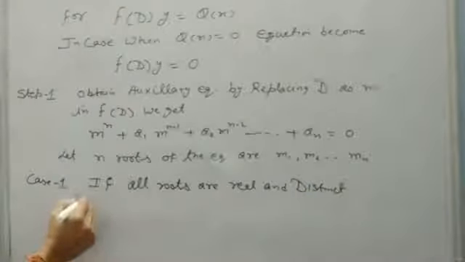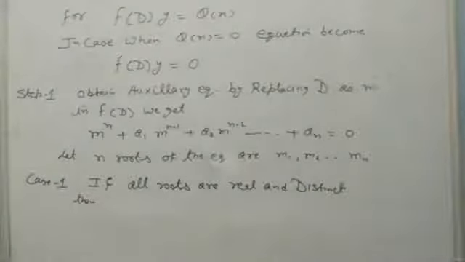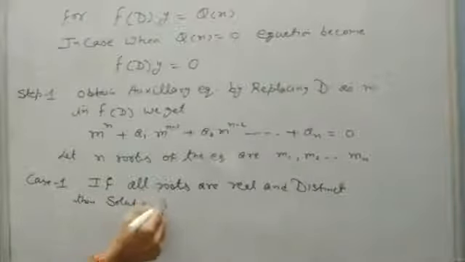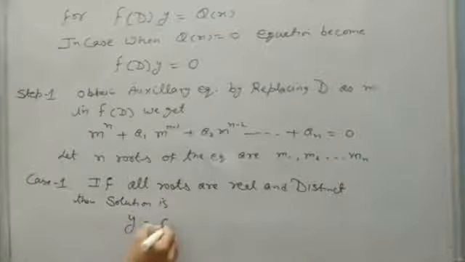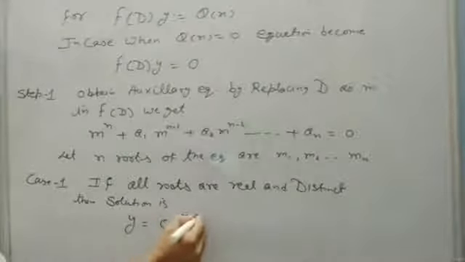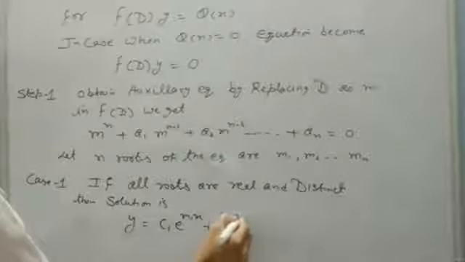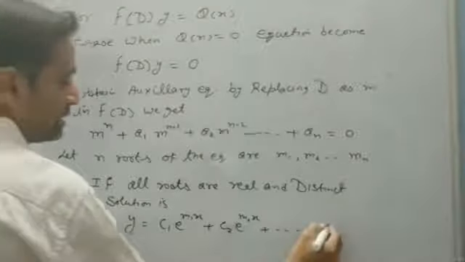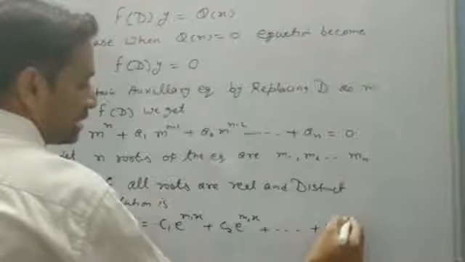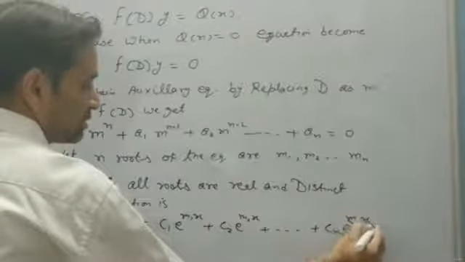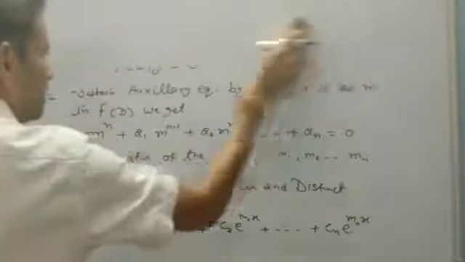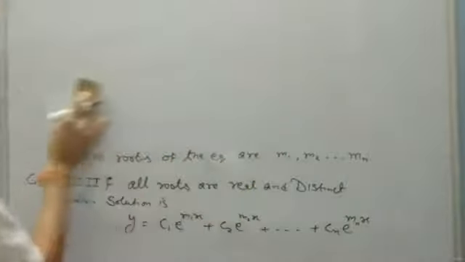then the complementary function, the solution, is y equals c1 e to the power m1x plus c2 e to the power m2x and so on, plus cn e to the power mnx. This is our solution if all roots are real and distinct. Now there are some other cases also.